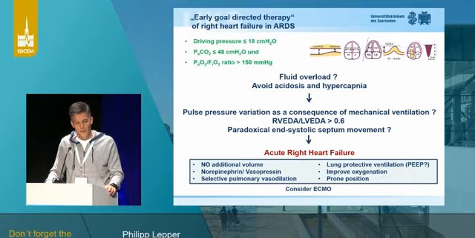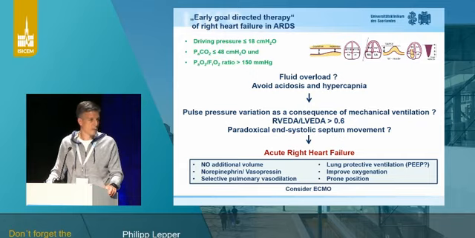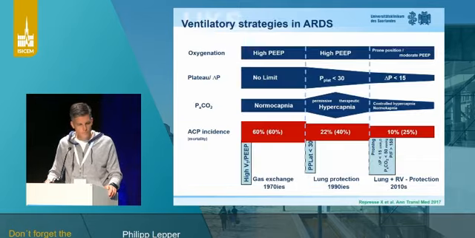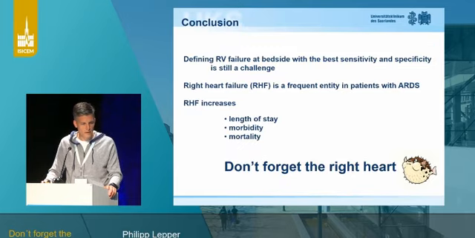Use selective pulmonary vasodilation to improve oxygenation, and use prone positioning, because that's a really effective measure to unload the right ventricle. And only in the last instance, consider ECMO, because probably every patient without an ECMO is better than a patient with ECMO. We can skip that.